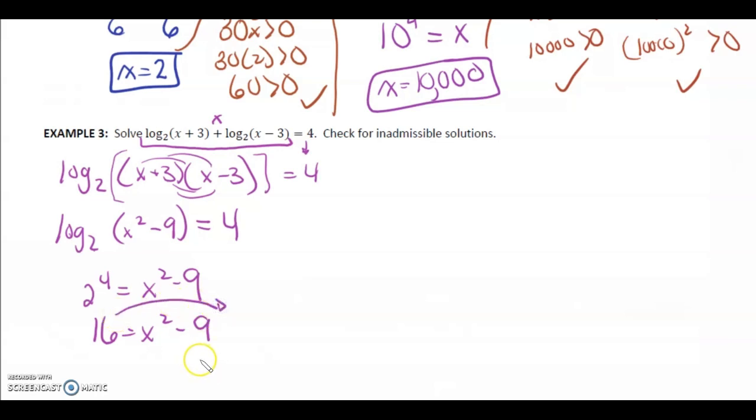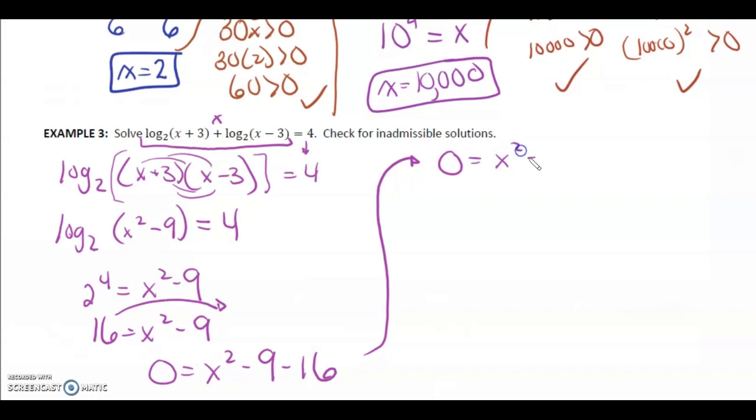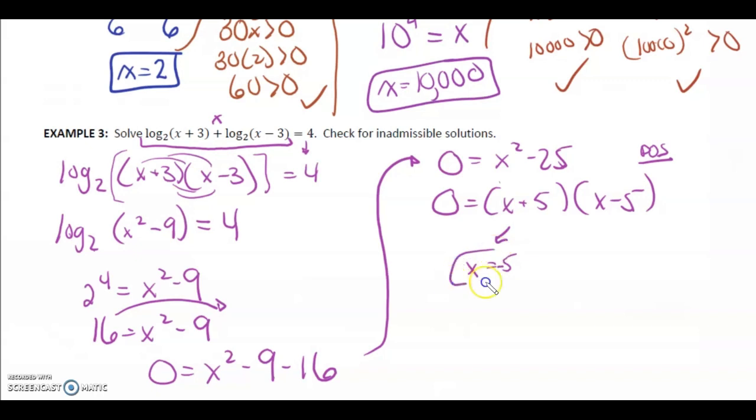Let's bring that 16 over. We get x squared minus 9 minus 16, and that simplifies to x squared minus 25. We have one of two ways to do this. We can bring over the negative 25 and solve by square rooting, or we can factor. Because this is a functions class, I'm going to factor. X squared minus 25 factors into a difference of squares: x plus 5, x minus 5. Then we have two solutions: x equals negative 5, x equals 5.